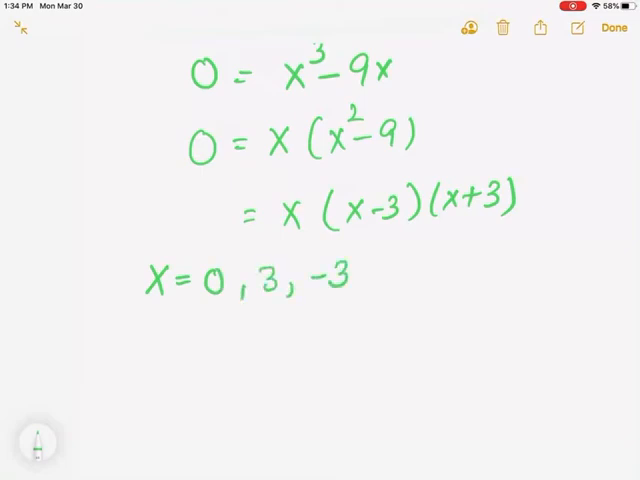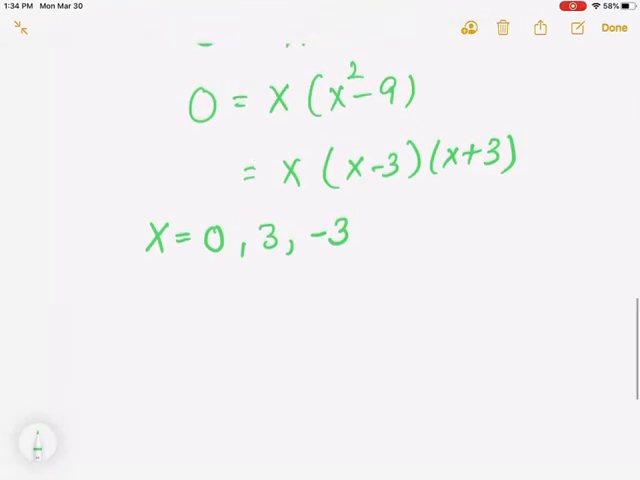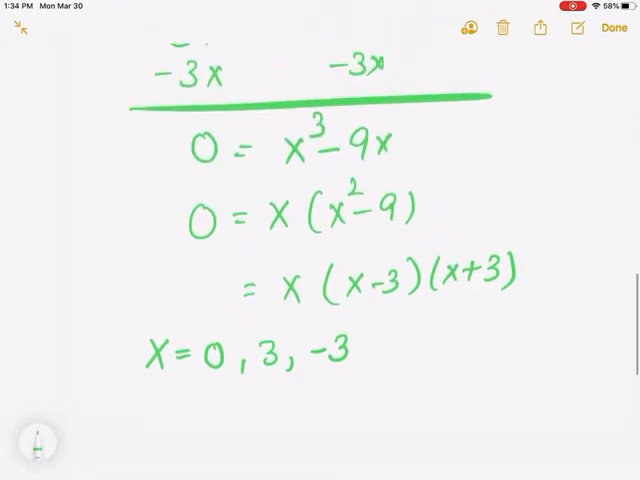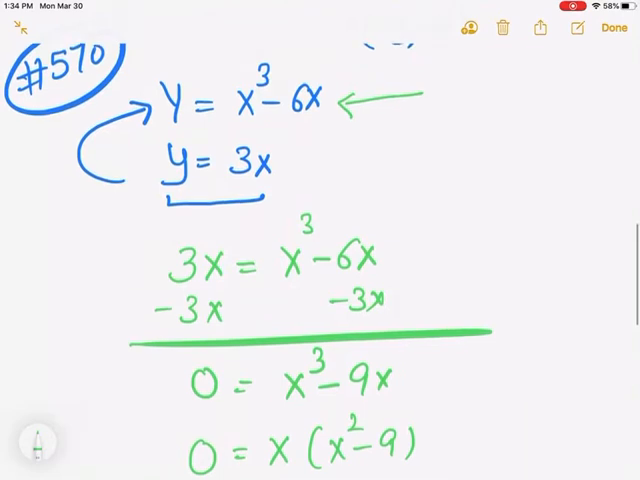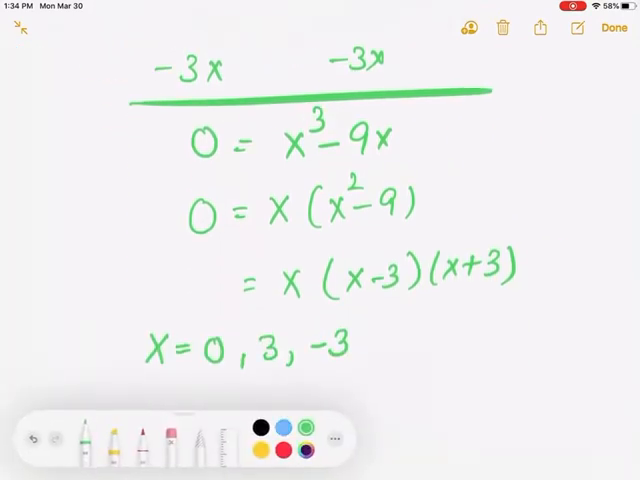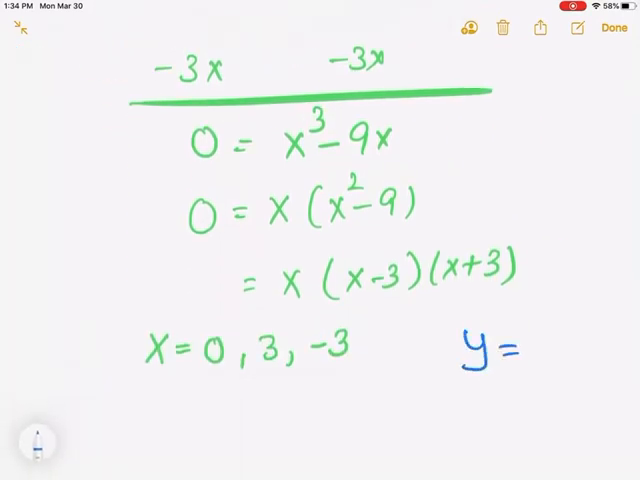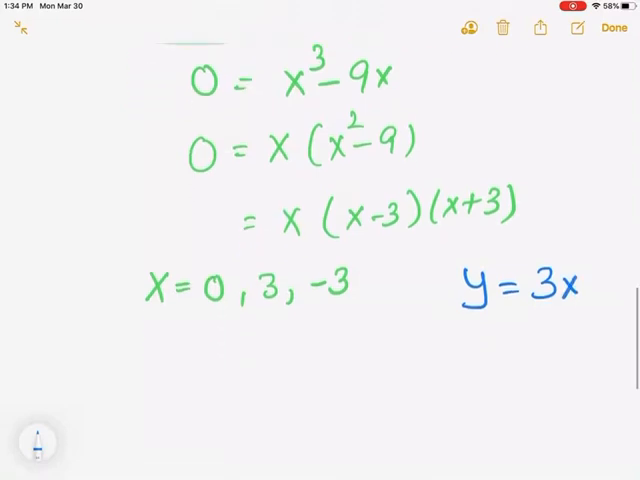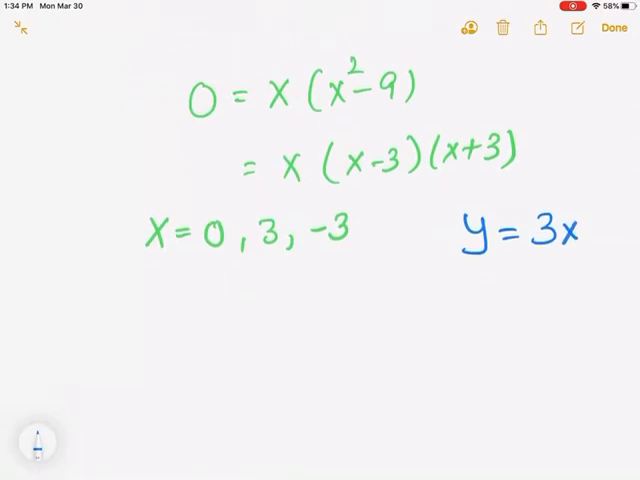But that's not all. I still have to solve for y. I have to take all 3 x values and plug them into one of these equations to solve for y. I'm just going to use this equation to solve for y. So let's plug in 0 first.